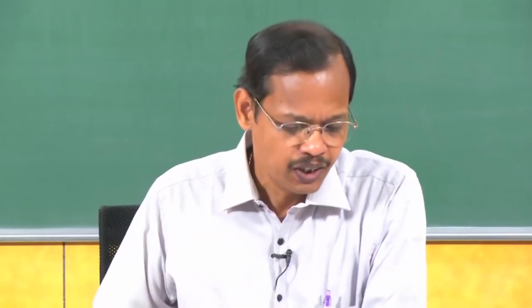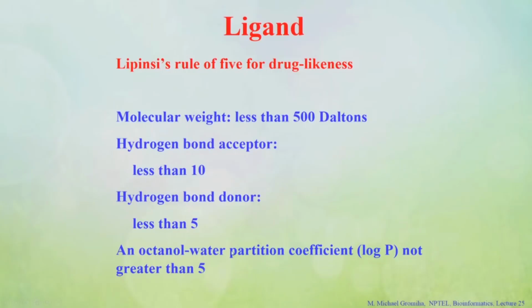What is the difference between a hydrogen bond acceptor and a hydrogen bond donor? How do we discriminate them? A hydrogen attached to an electronegative atom is called a hydrogen bond donor. The one which receives it is called the acceptor. Then the hydrophobicity, which is expressed as the octanol-water partition coefficient, should not be greater than 5.